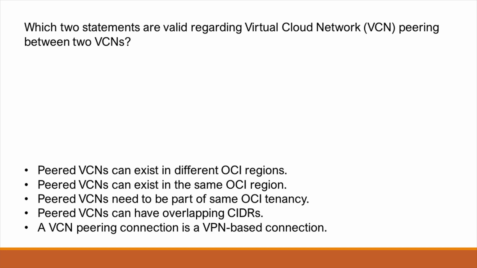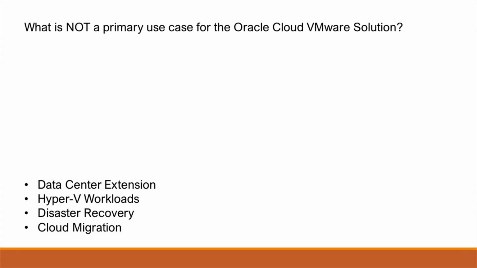Correct answers for this question are option 1, peered VCNs can exist in different OCI regions, and option 2, peered VCNs can exist in the same OCI region, because these are the only correct options. The rest are incorrect in terms of VCN peering. Let's talk about this question.